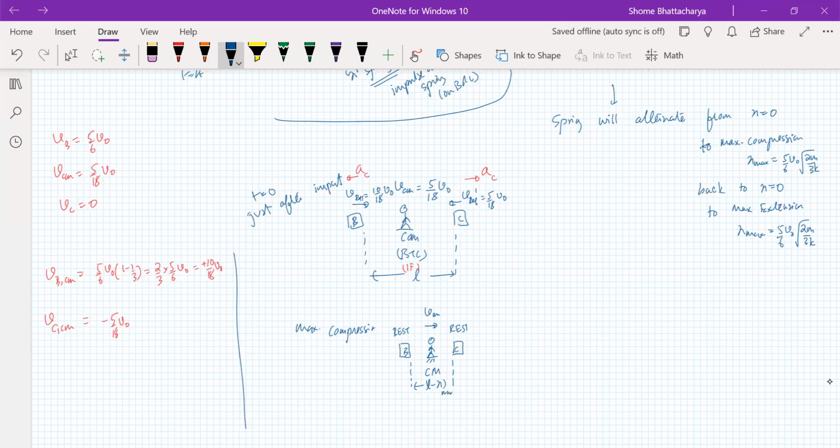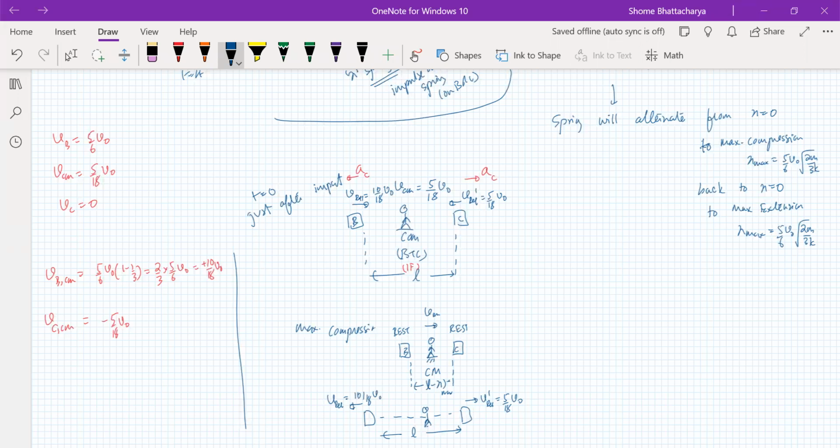Okay, now from here they will come back to this earlier position, natural length of the spring. And by symmetry this time, when they reach that natural length position, what will happen? They will have the same speed but in the outward direction. So this time this V relative will be 5 by 18 V naught, and this V relative in this direction will be 10 by 18 V naught.